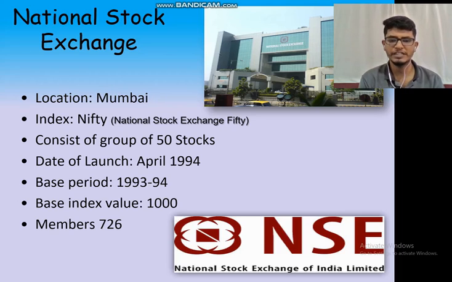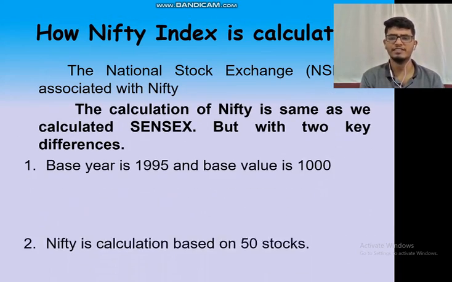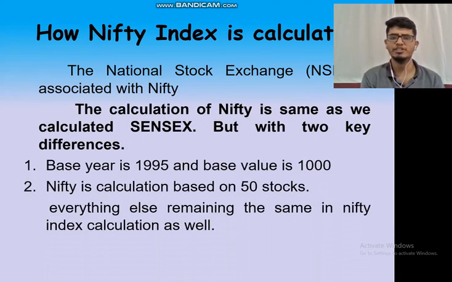Base period is 1993 and 1994. Base index value is 1000 and members are 726. Okay, totally 726 members are there. Other than that, all the calculations are the same as the Sensex. The National Stock Exchange is associated with Nifty, so the index is Nifty.